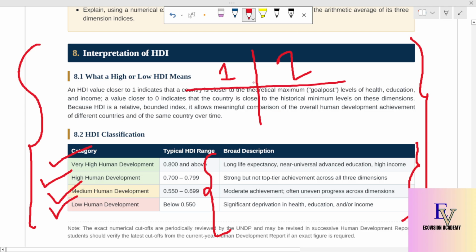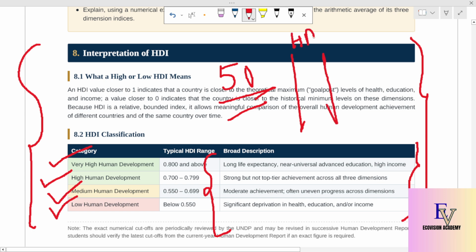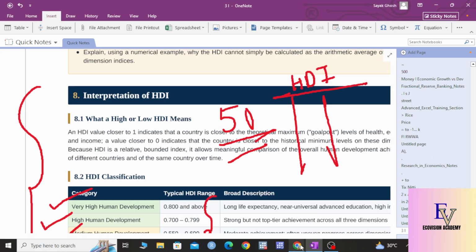I will give you an Excel file with two countries and tell you to construct the HDI. Or not only two countries, I shall give you the data for 50 countries, and I will tell you to construct the HDI for all 50 countries, and check which category the countries fall in: very high development, high development, medium development or low development. This is basically what we have in today's class.